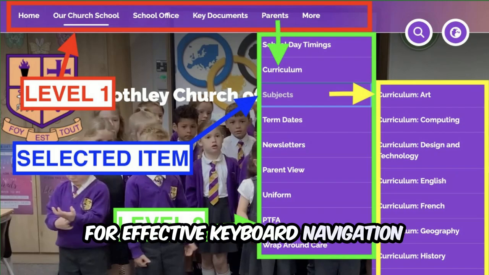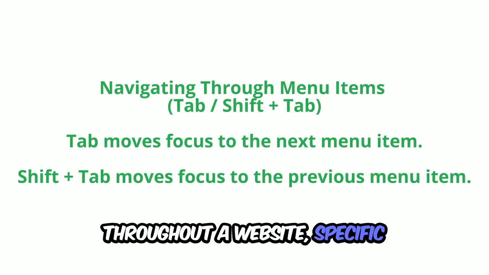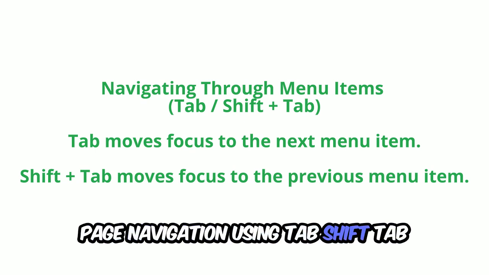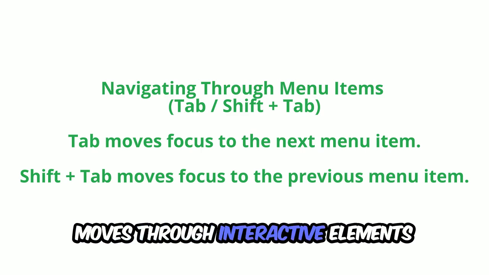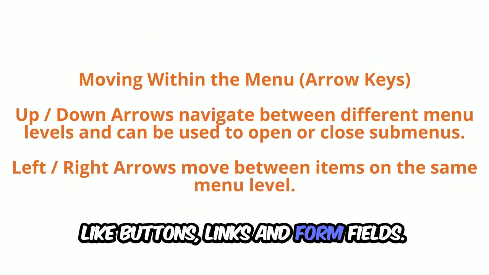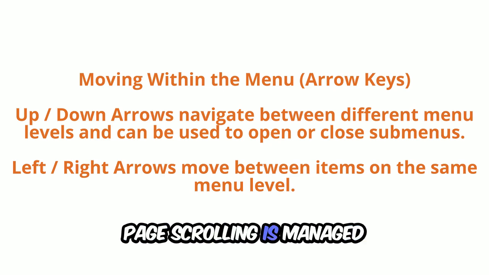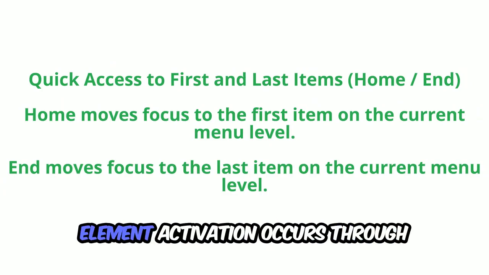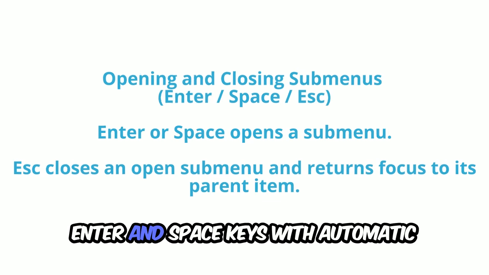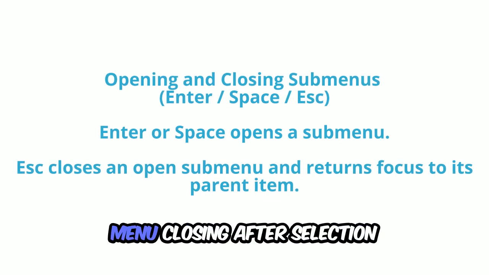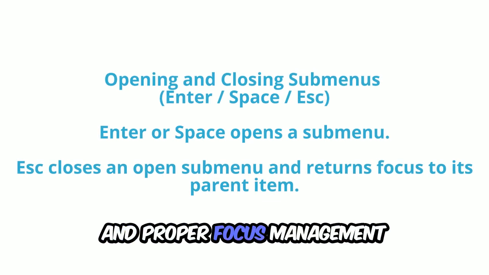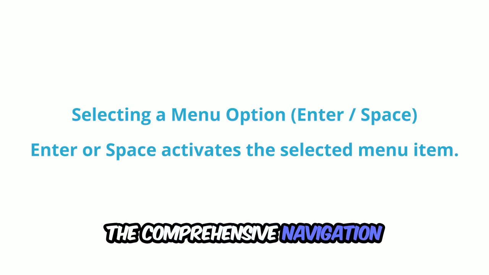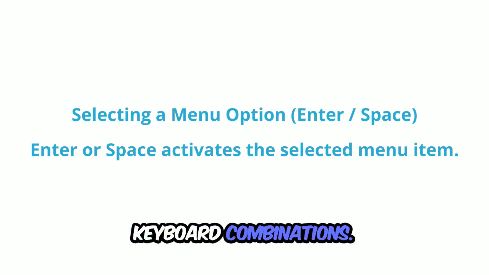For effective keyboard navigation throughout a website, specific functionalities must be supported. Page navigation using Tab, Shift plus Tab moves through interactive elements like buttons, links, and form fields. Page scrolling is managed via arrow keys, Page Up, Page Down, and Home and End keys. Element activation occurs through Enter and Space keys, with automatic menu closing after selection and proper focus management throughout the navigation process. The comprehensive navigation system includes specific keyboard combinations.